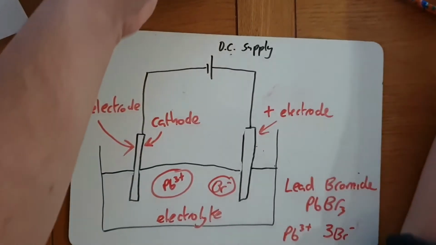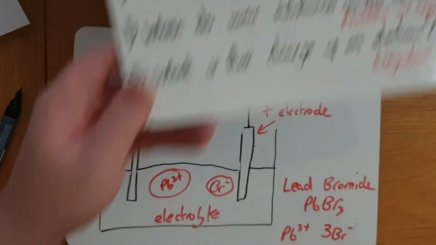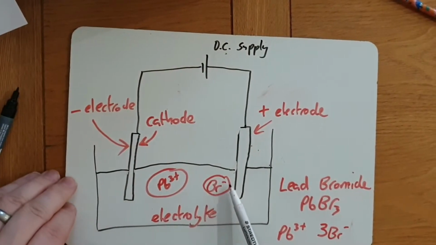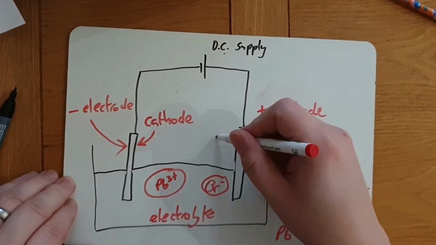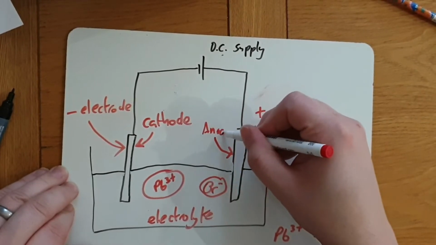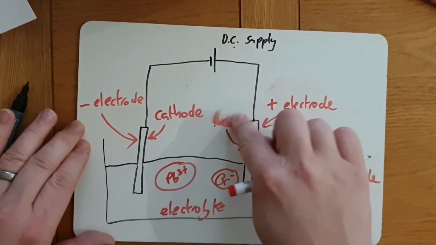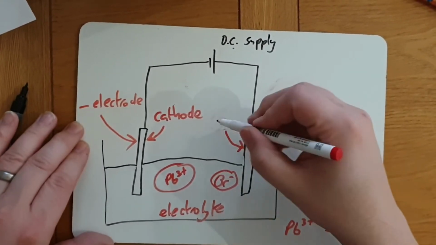What do we call negative ions? Back to the quick quiz. Negative ions are called anions. So the negative anion goes to the positive electrode, which is called the anode. I'll just write that so it's a bit clearer. Anode.